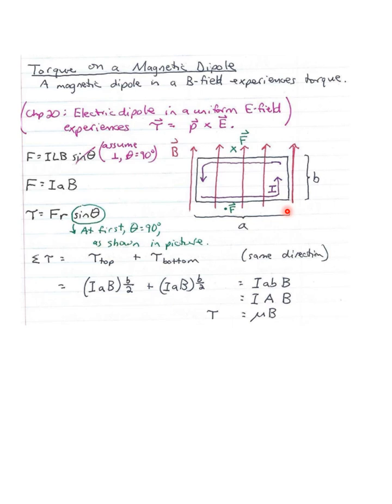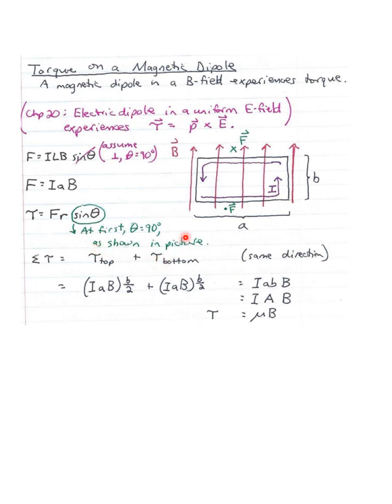Now the torque is going to be that force times the lever arm times the sine of theta. Now this is a different sine theta. This is the angle between the force and the lever arm.